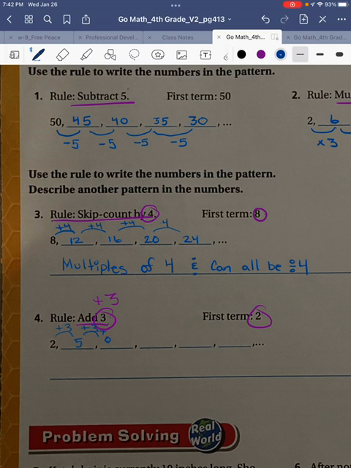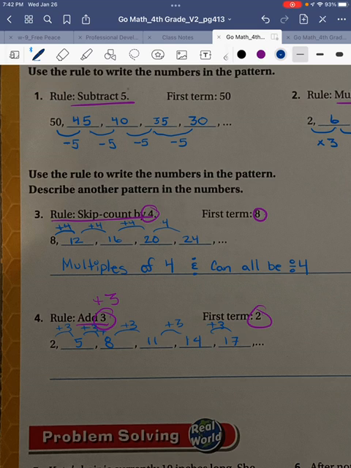This would be 8. Plus 3. 11, right? Plus 3. 14. Plus 3. 17.